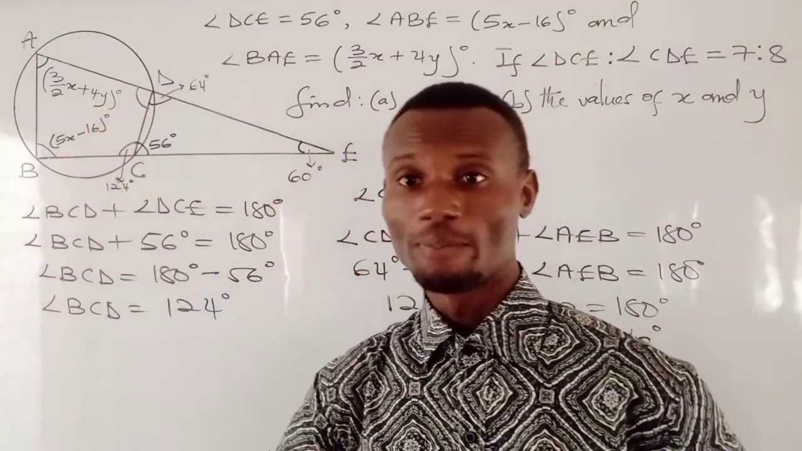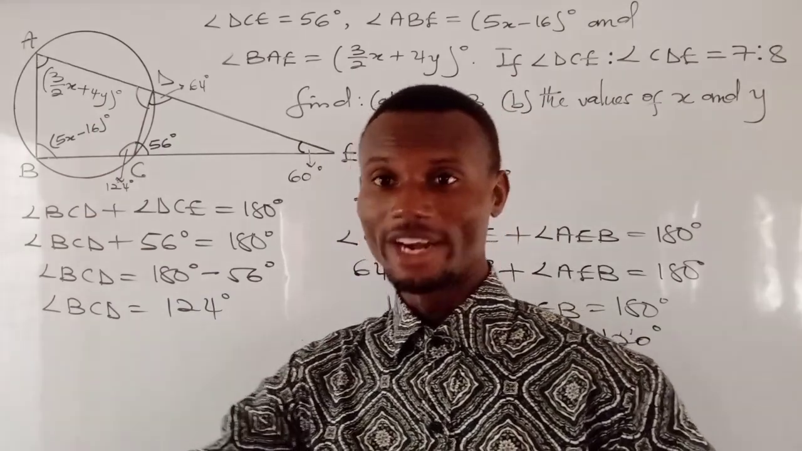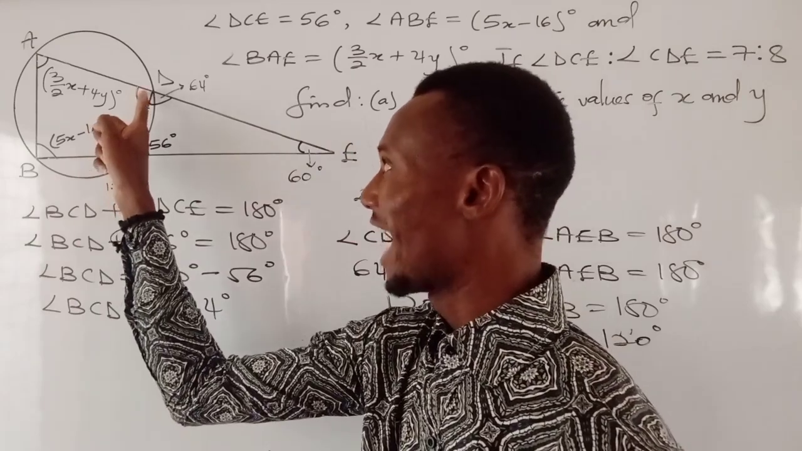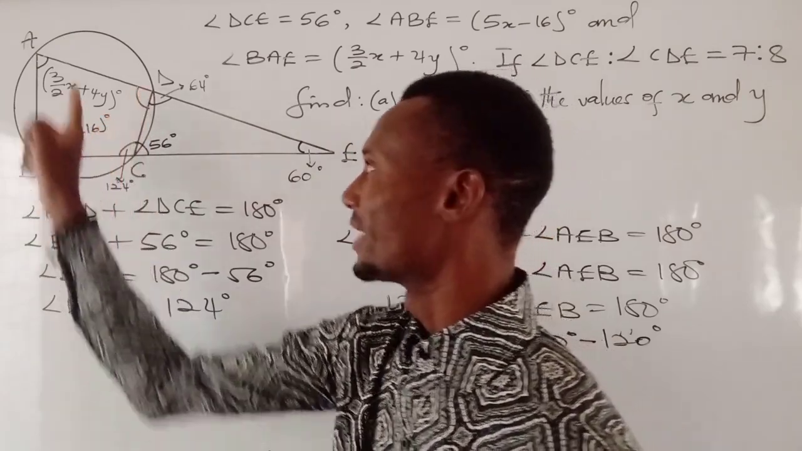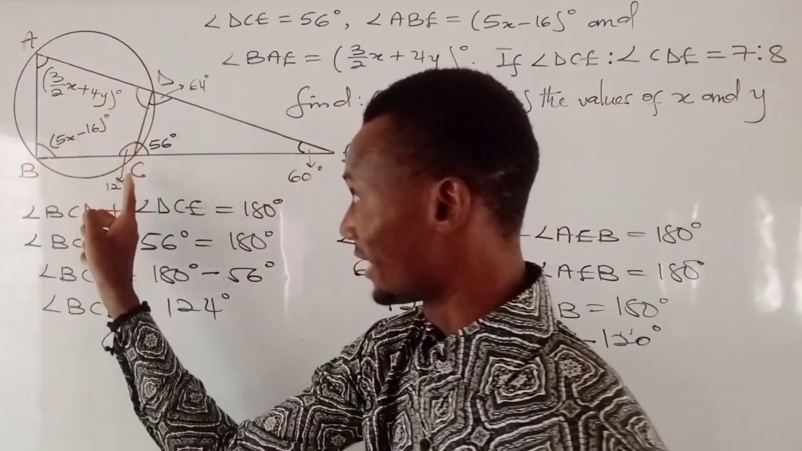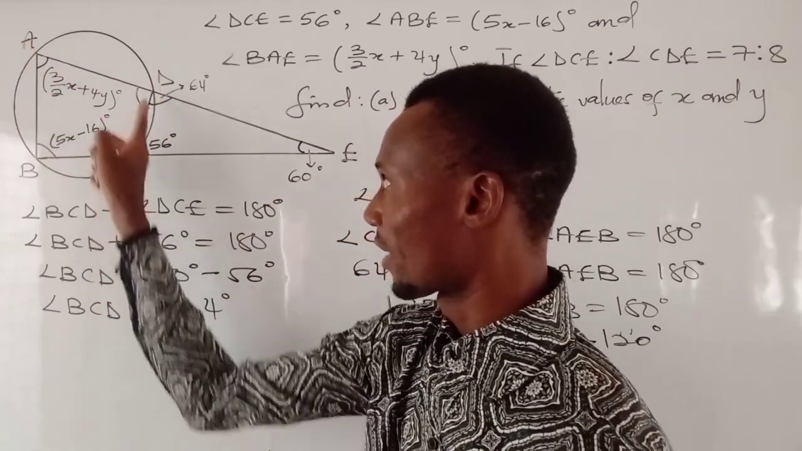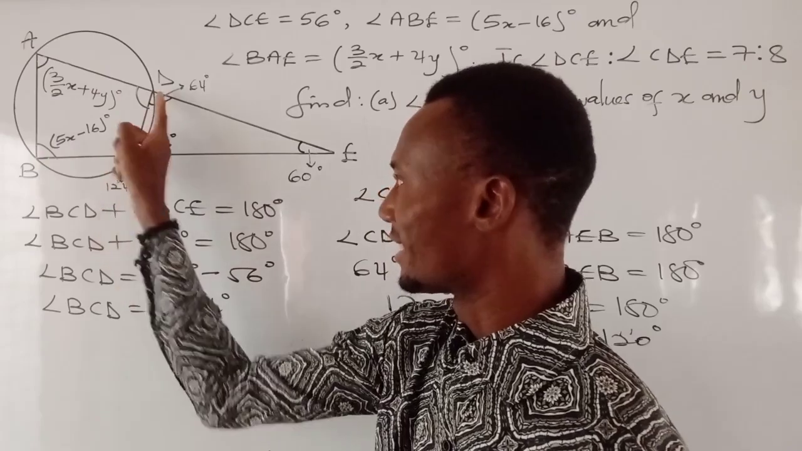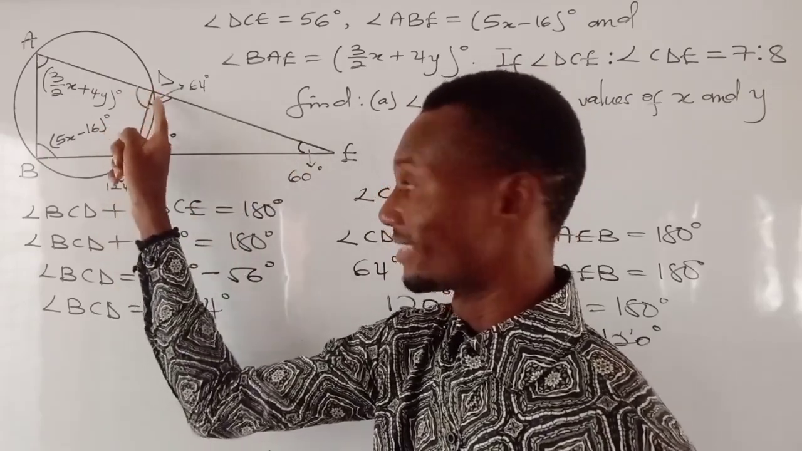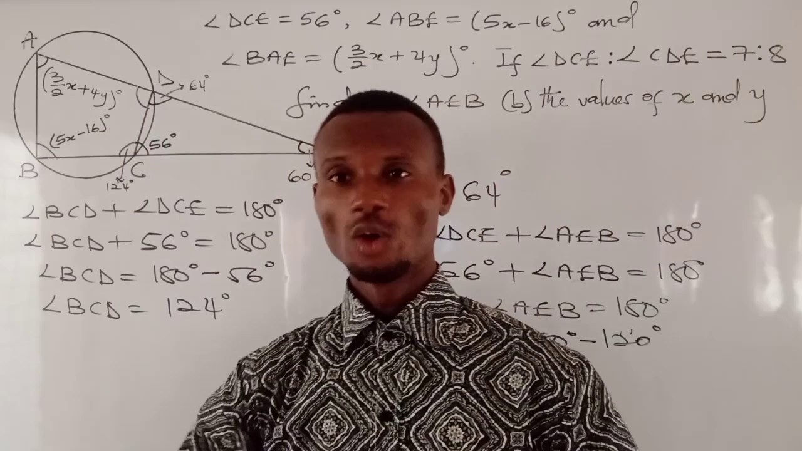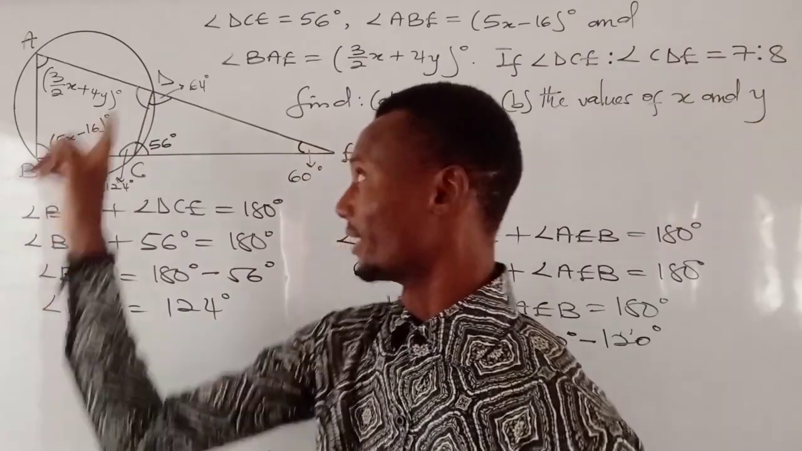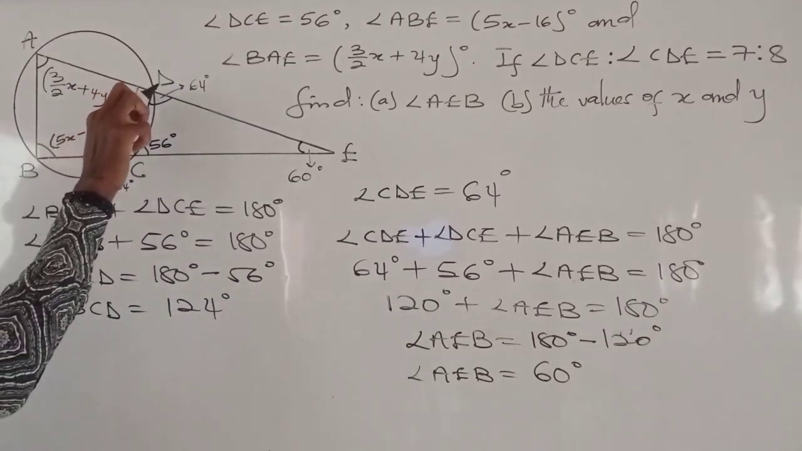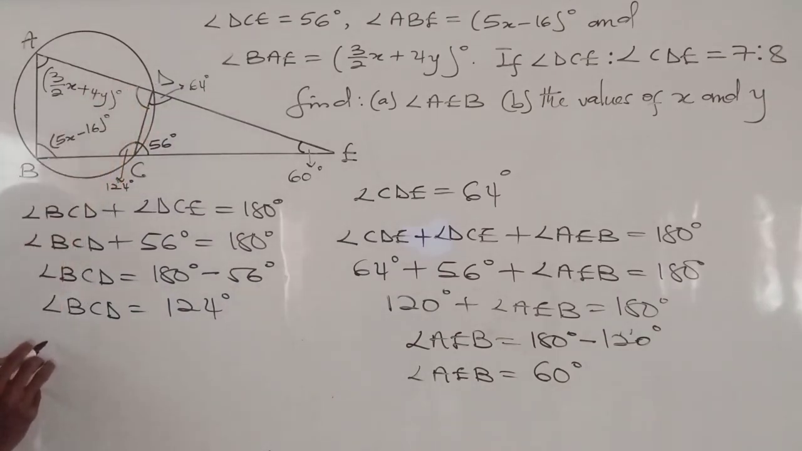Still using the property which says that angles on a straight line add up to 180 degrees, you are going to find this side. So the angle here, let's name it angle ADC. Angle ADC, the angle here, plus the angle which is here, which is angle CDE. We add them, this angle plus this angle is equal to 180 degrees. Then we'll find this angle. Let's proceed and do that also.